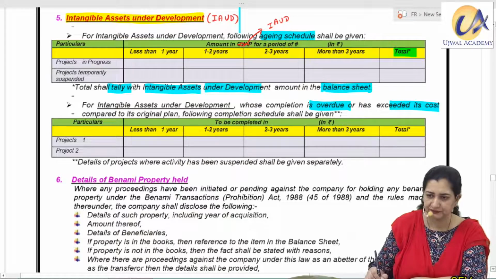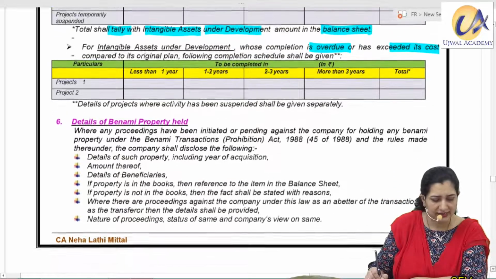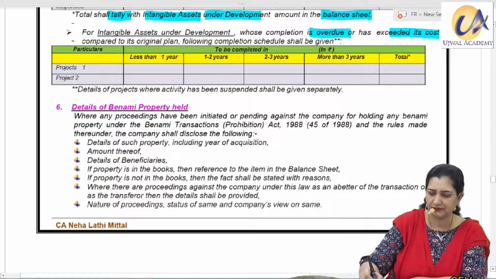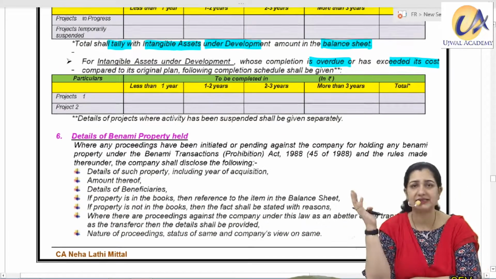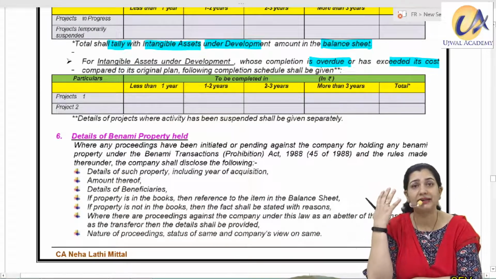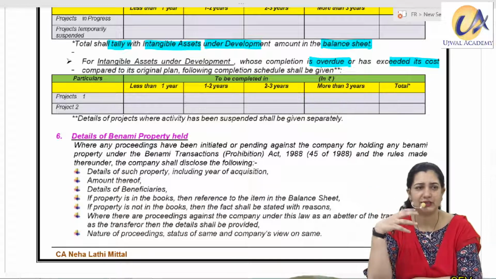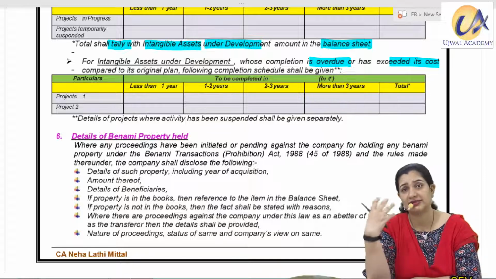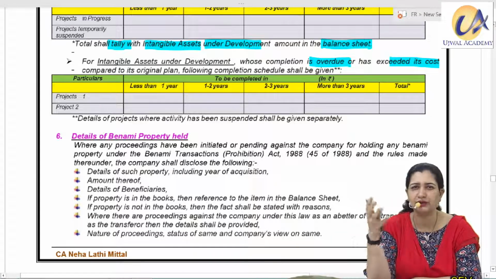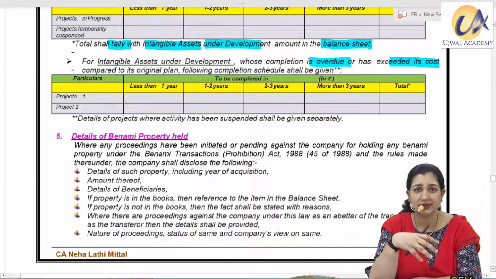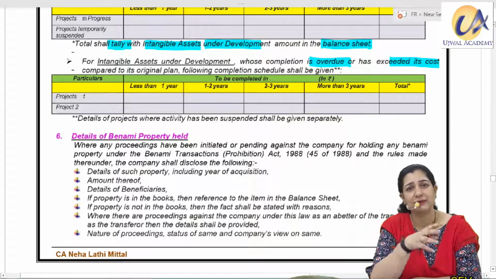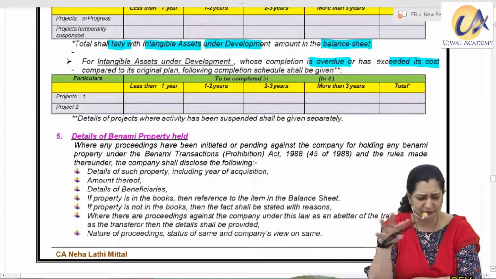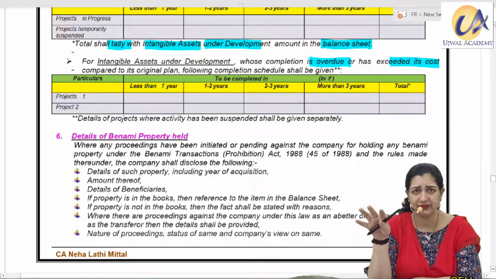That's it. Now, next we have got, is there any Benami property held? So what are Benami properties? Where there is no proper name. No proper name means actually the legal owner is someone and the beneficial owner is someone else. These are used for money laundering and all, where the property is taken in the name of some other person. So is there any Benami property? There's a specific Benami act we have got.